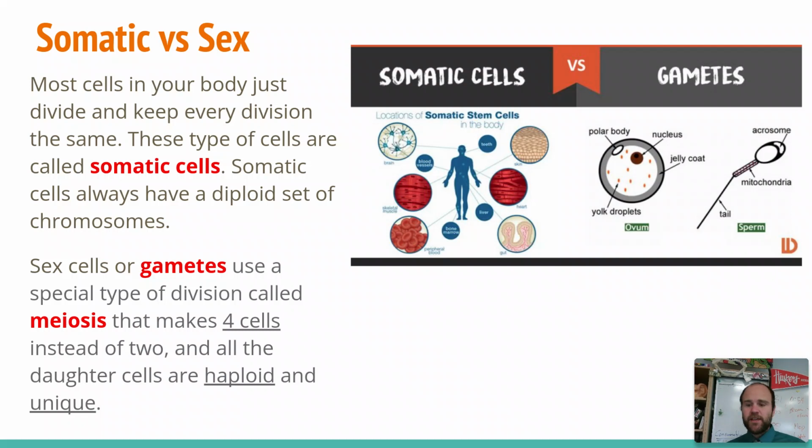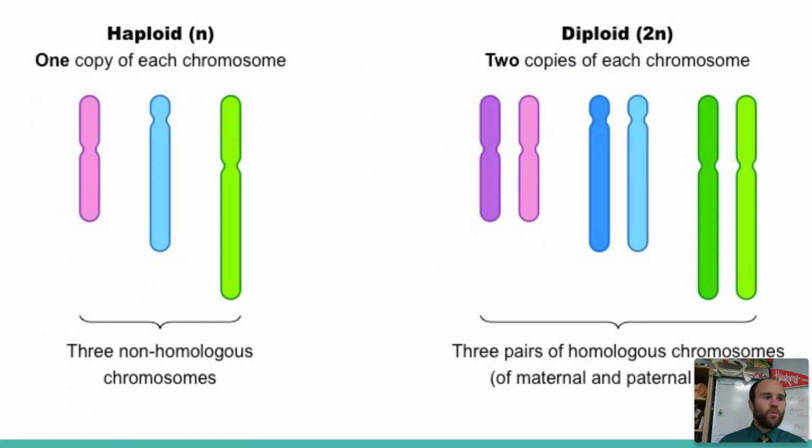Now, your sex cells, either ovum or eggs and sperm, are called gametes. And gametes are going to use a special form of division called meiosis. So if you'll remember in mitosis, you start with one cell and you end up with 2 that are identical. With meiosis, we're going to start off with 1 and end up with 4 cells that are all unique or different, and they're all haploid, or they have half the amount of chromosomes. They only have one of each type of chromosome, so a total of 23 instead of 46 like you'd find in your somatic cells.